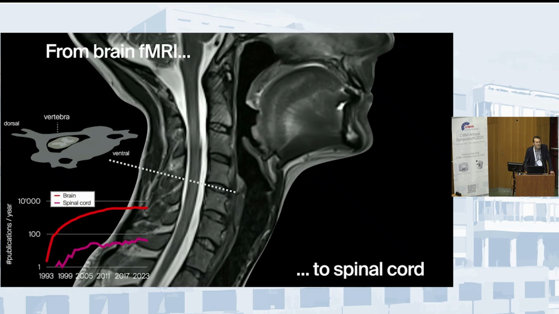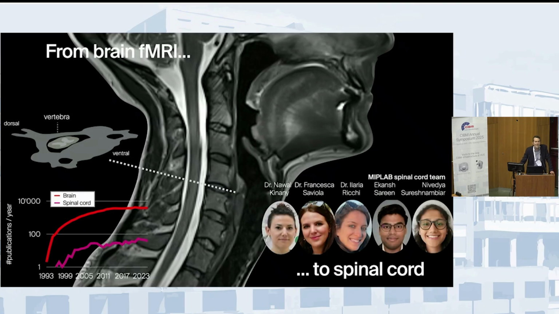And a couple of years ago, actually together with Silvestro Micera, we set out the challenge: we should supervise a PG student together and try to get the most out of spinal cord fMRI. And this started off first with one PG student, Nawal Kinani, who then stayed as a postdoc in the lab, and then went on with a couple of other PG students and postdocs. And so this is the MIPLAB spinal cord team that evolved since then. So I'm going to present you most of their results in a quick overview today.